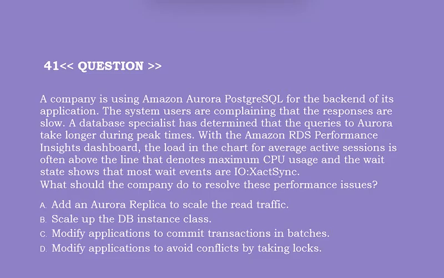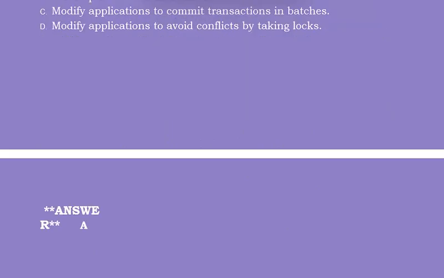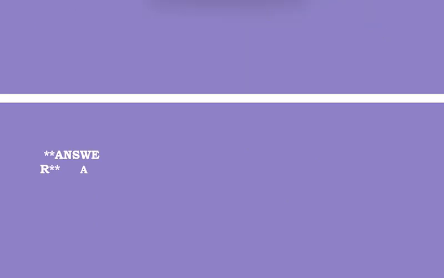Option A, add an Aurora replica to scale the read traffic. Option B, scale up the DB instance class. Option C, modify applications to commit transactions in batches. Option D, modify applications to avoid conflicts by taking locks. Correct answer is option A.